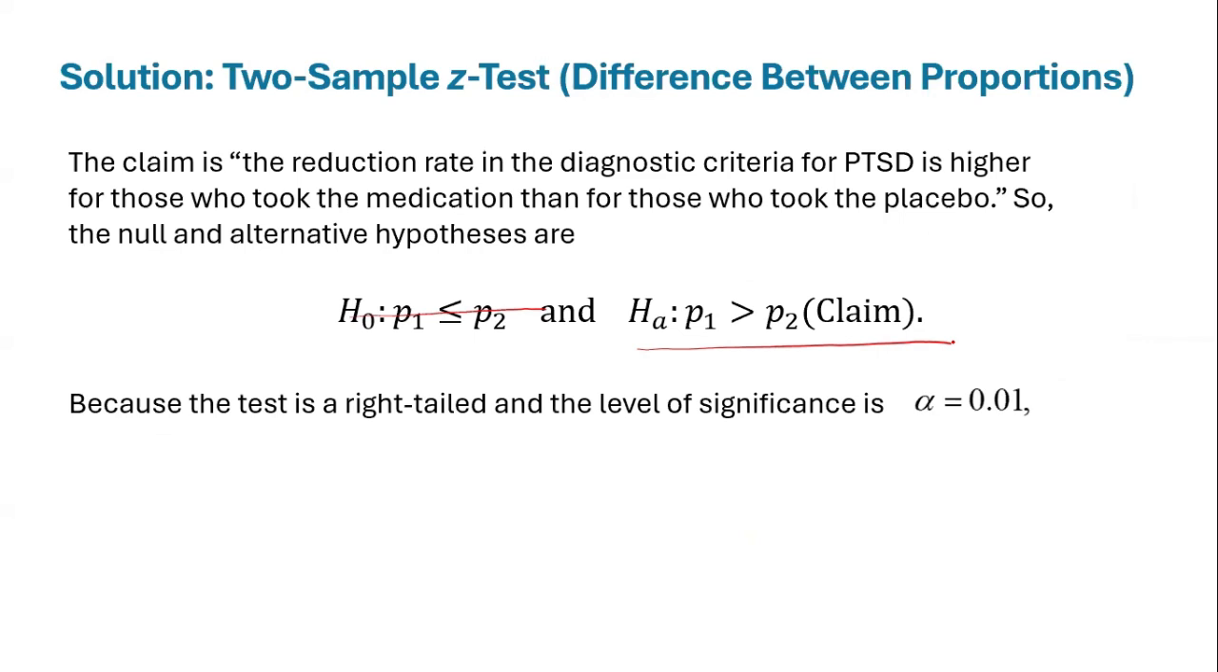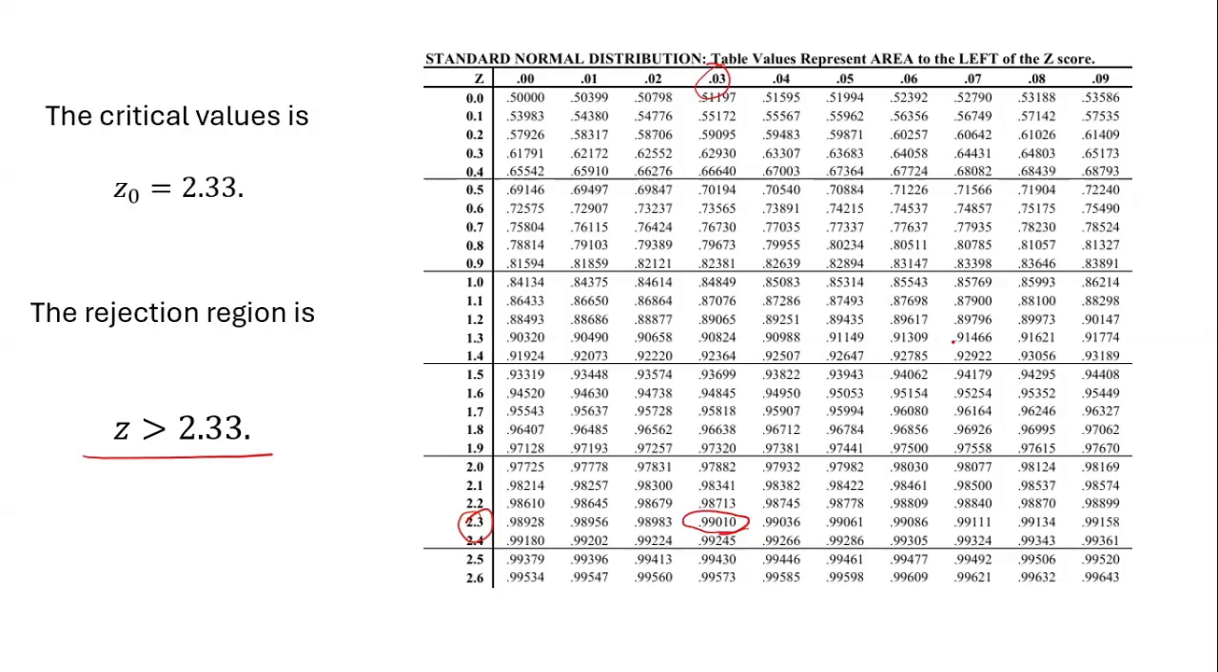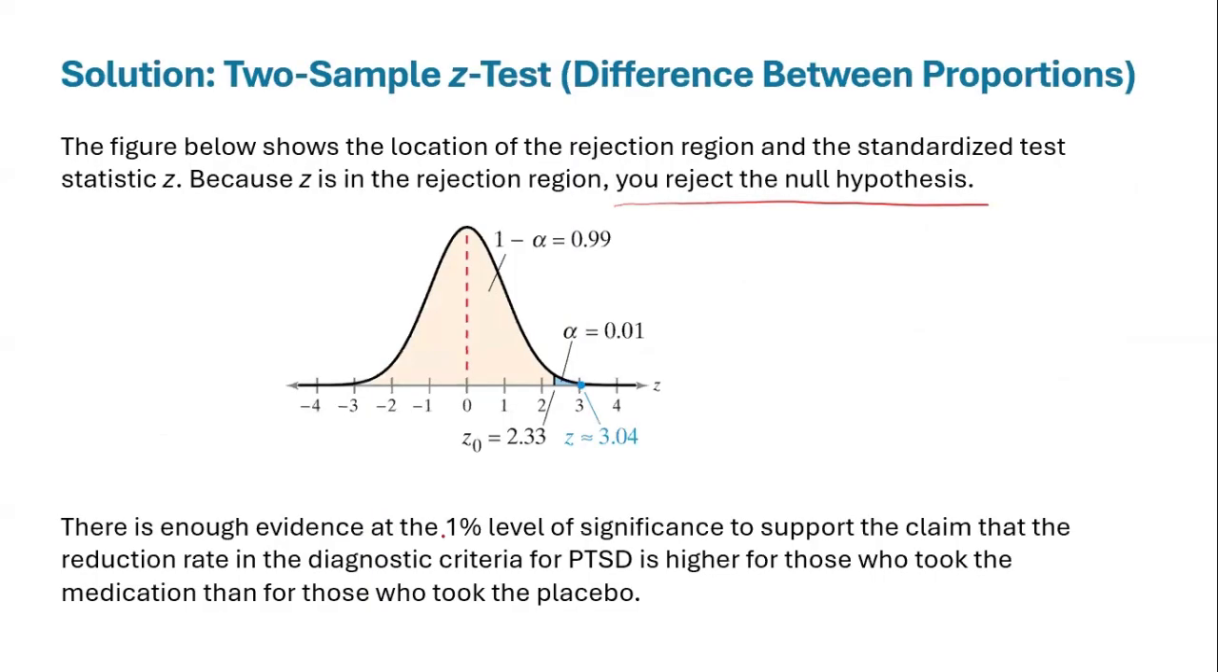I am going to use the word support, so I have enough evidence to support the claim because I'm rejecting the null. So we say there is enough evidence at the 1% level of significance to support the claim that the reduction rate in the diagnostic criteria for PTSD is higher for those who took the medication than those who took the placebo.